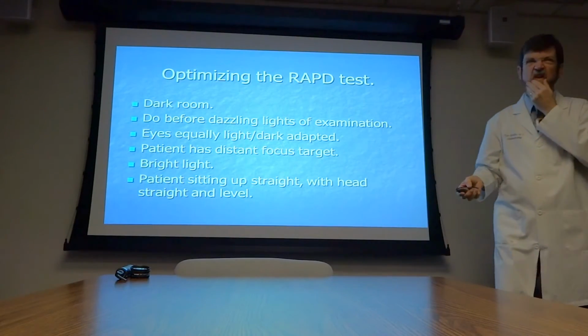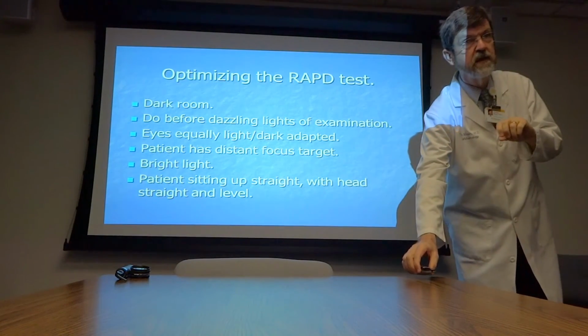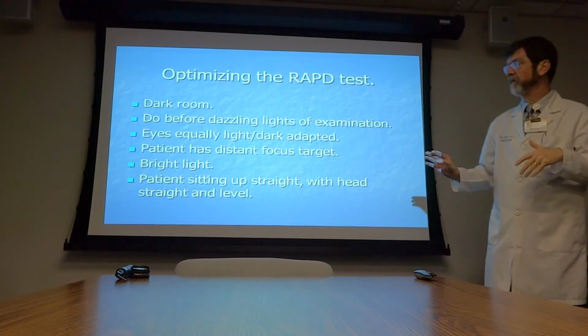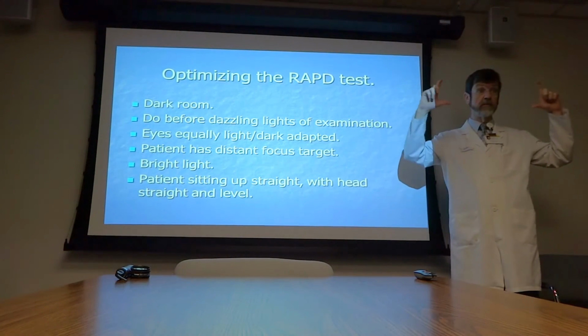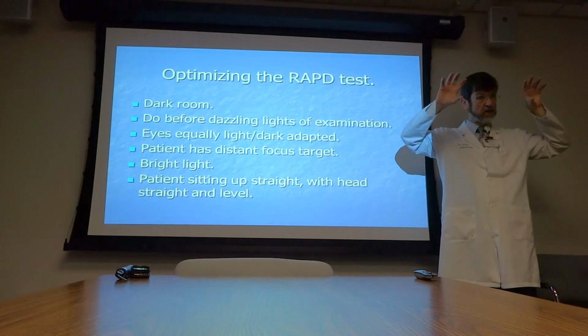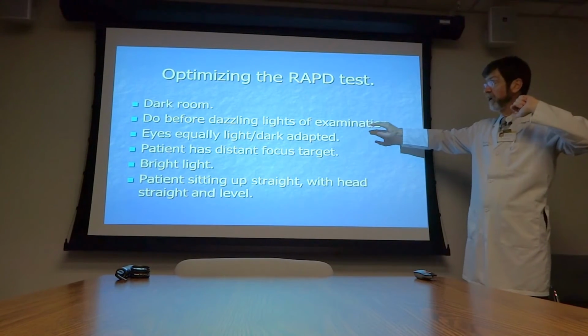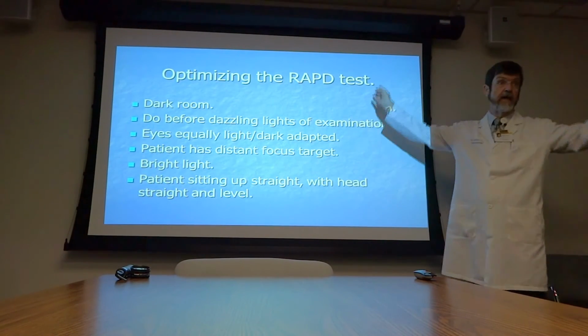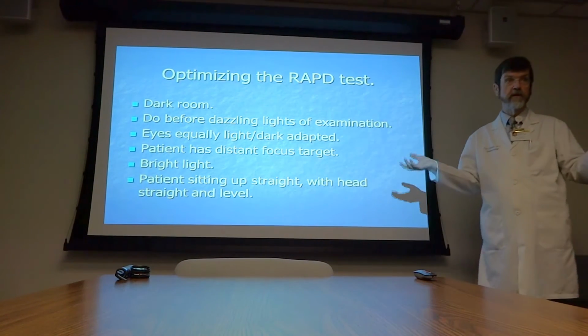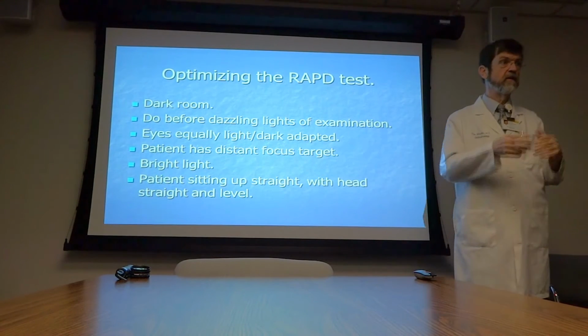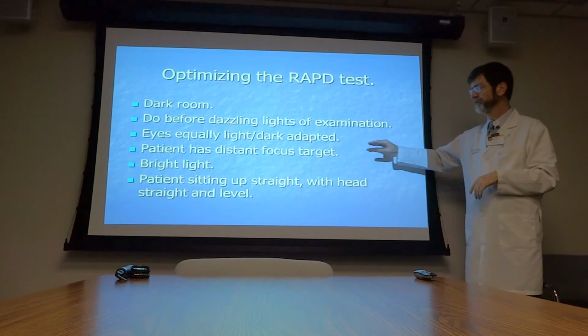Now, this is how you do the test to optimize all those conditions so you can tell whether or not there's a relative afferent pupillary defect. You want to make it as dark as possible because you want the pupils to start as big as possible so you can get the biggest excursion when you move the light back and forth. You want to do it before they're bedazzled, all right? Before somebody's tried to do an indirect ophthalmoscopy, before dilation, and then you come in and try to do this test, they're all going to be bleached out.